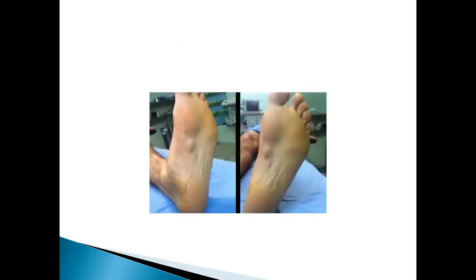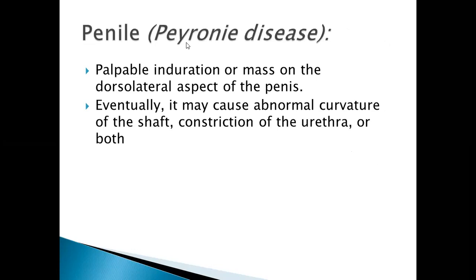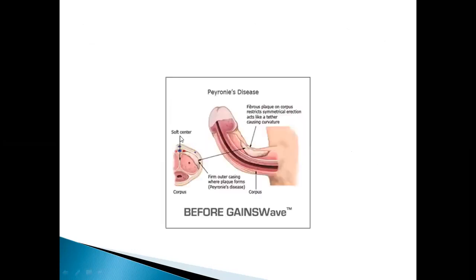Now the third type, penile fibromatosis or Peyronie's disease. There is a palpable induration or mass on the dorsolateral aspect of the penis. Eventually, it may cause abnormal curvature of the shaft, constriction of the urethra, or both. You can see here the fibrous plaque on the corpus restricts symmetrical erection, acts like a tether, causing curvature.